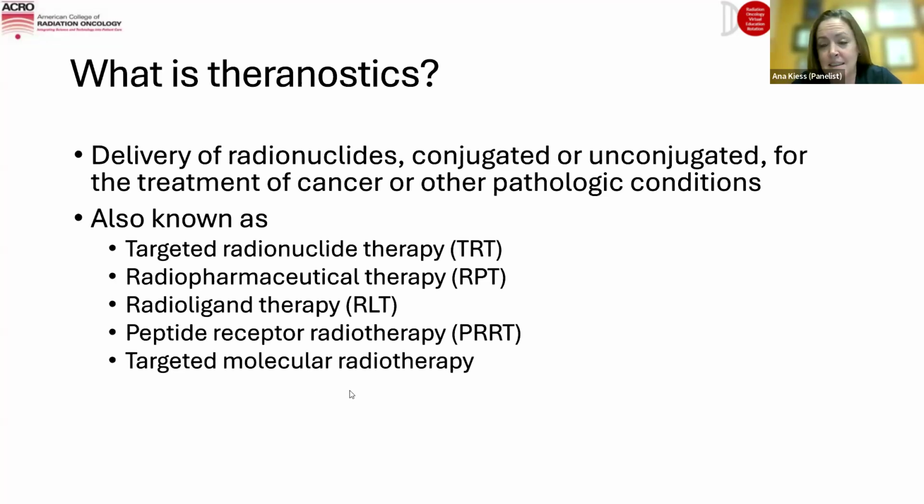So one of the confusing things about this space is that there are many names for it. So don't get confused. All of these things are referring to theranostics: targeted radionuclide therapy, radiopharmaceutical therapy, radioligand therapy. Peptide receptor radiotherapy is a little bit more narrow, and targeted molecular radiotherapy. So in general, it's the delivery of radionuclides, most commonly for the treatment of cancer, but also can be used for other pathologic conditions. Next slide.